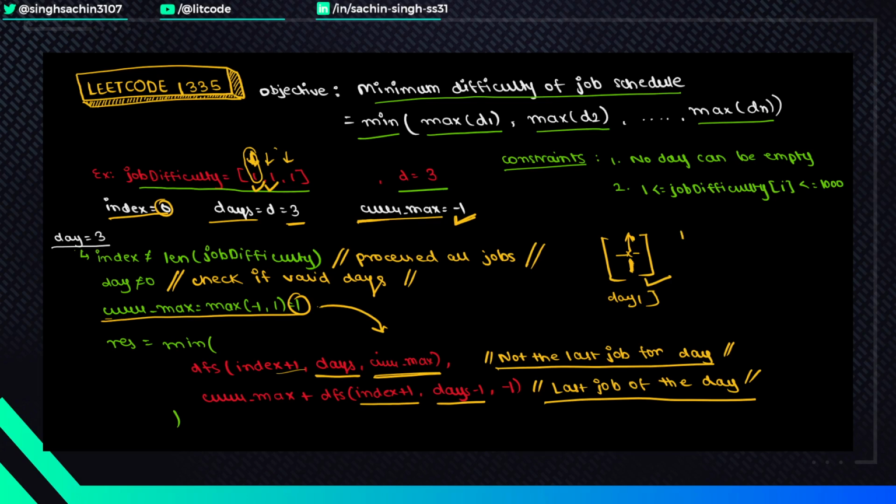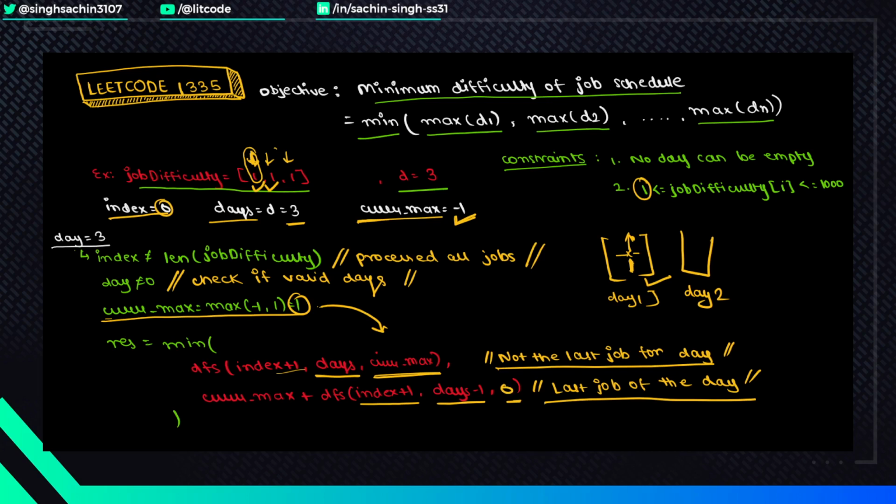Okay, and now you are keeping track of the other day. Okay, and I am reinitializing current maximum. As you can see, the job difficulty was 1, right? So you can also take 0 here as well if you want. Okay, that won't be any issues.